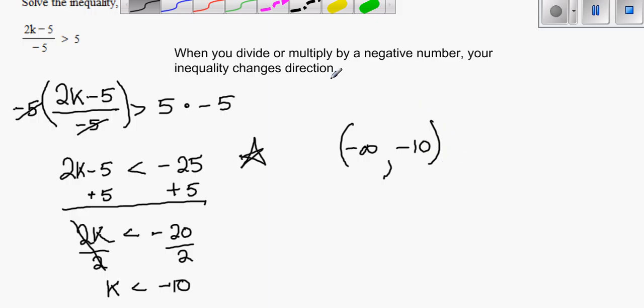Alright, so the key thing though, one more time, before we walk away from this, is that statement right there, and that is that when you multiply or divide by a negative, your inequality changes direction.